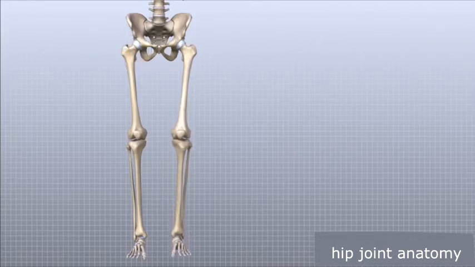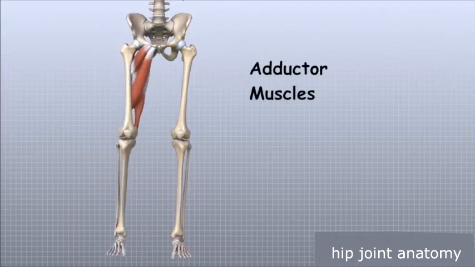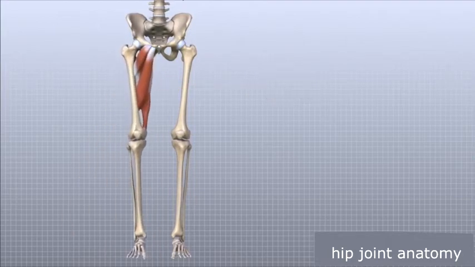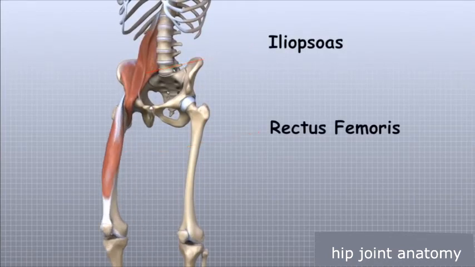The inner thigh is formed by the adductor muscles. The main action of the adductors is to pull the leg inwards towards the other leg. The muscles that flex the hip joint or pull the thigh forwards are present in front of the hip joint. These include the iliopsoas and the rectus femoris muscles.